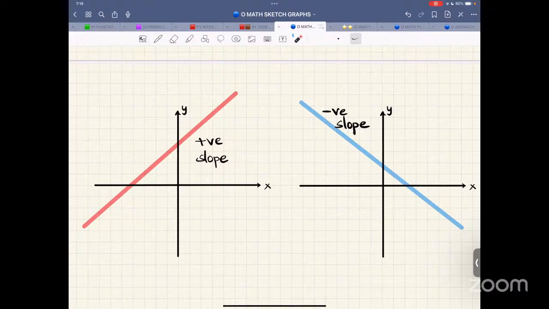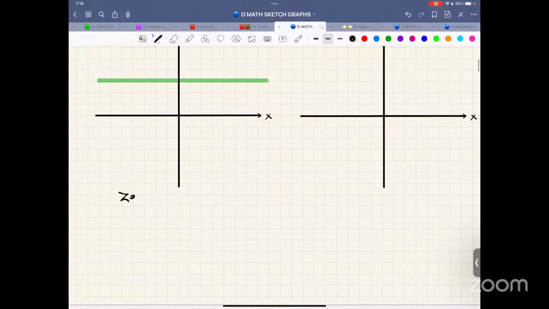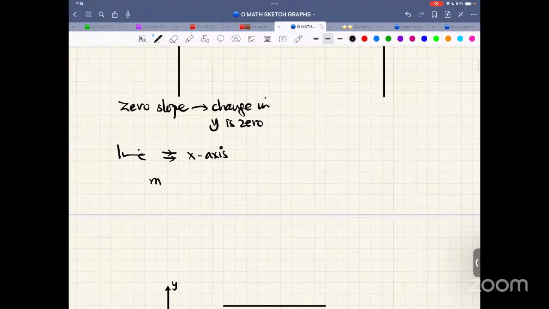And now over here, positive slope, negative slope. What about a zero slope? A zero slope is like this. Zero slope means change in y is 0. That means line is parallel to x-axis. So zero slope, therefore gradient is 0.